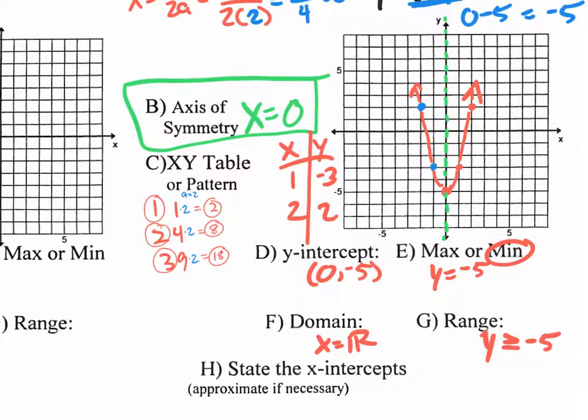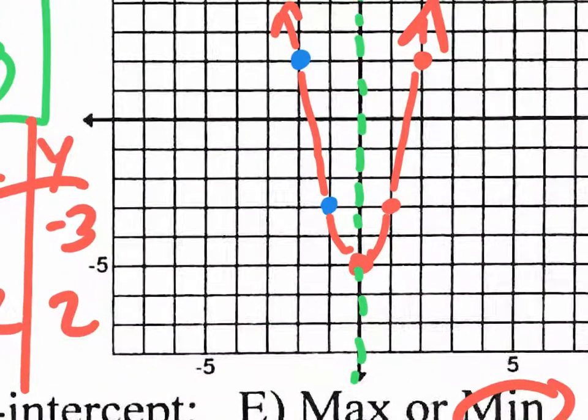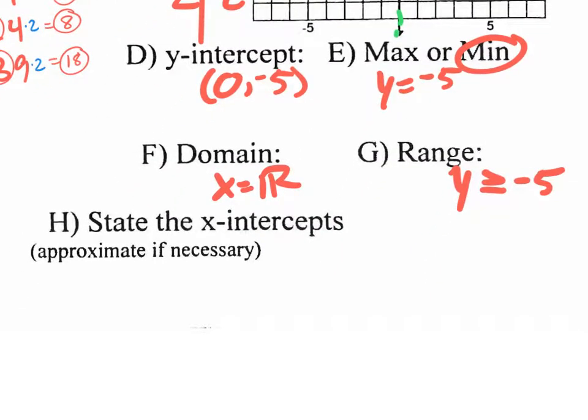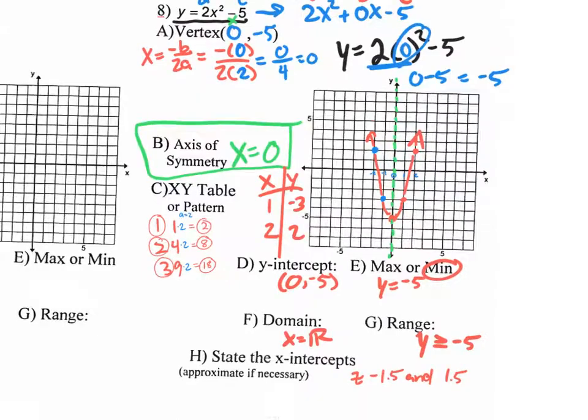State the x-intercepts. Approximate if necessary, which I guess we do need to approximate. So what are we going to say? It looks like here's 0, 1, 2, -1, -2. So we're going to say about 1.5 and also -1.5? Mm-hmm. Okay. So that's what we're going to write as an approximation. -1.5 and 1.5.